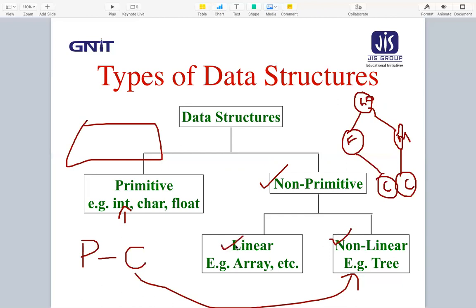In case of linear data structure, the elements are stored in some sequential order. Well, if we talk about the non-linear data structure, the elements have some kind of hierarchical relationship and cannot be stored in a sequential manner.